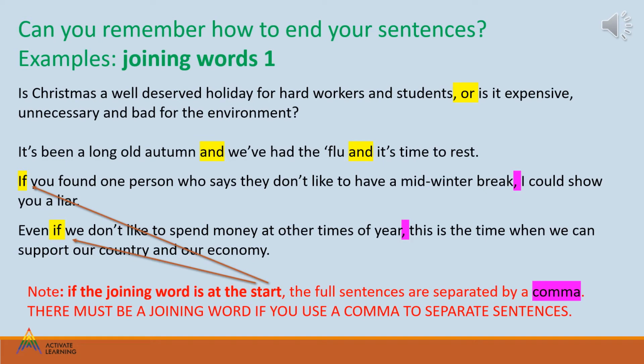This page shows how to use joining words. You can join whole sentences with and, or, but, or so. If you have a joining word at the start of your sentence, such as the 2 ifs we have here, then the 2 sentences are separated by a comma. You must use a joining word if you're going to separate your sentences with a comma. You can't just use a comma.